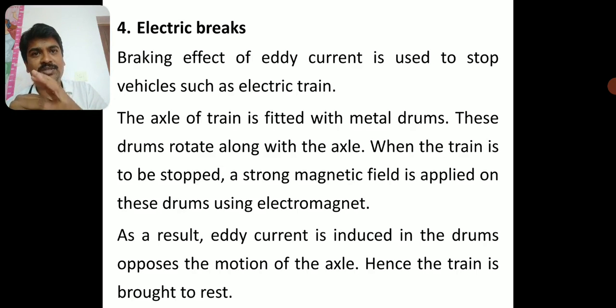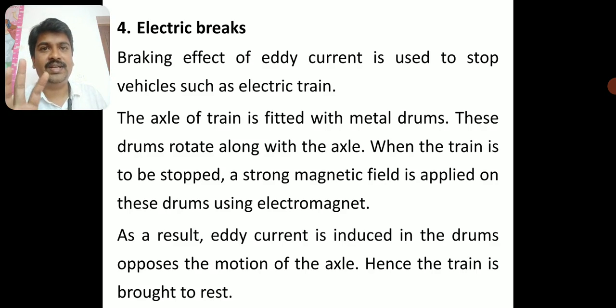The drum is brought to rest because the rotation of the drum is what causes the change in magnetic flux. Therefore, the eddy current which is produced in the drum should oppose the change in the magnetic field, should oppose the rotation of this drum. Therefore, the train is brought to rest because of the eddy current which is produced in the rotating drum when we apply a strong magnetic field to this drum.